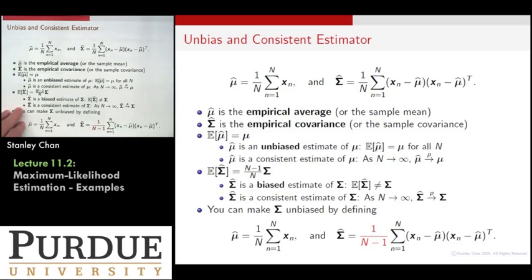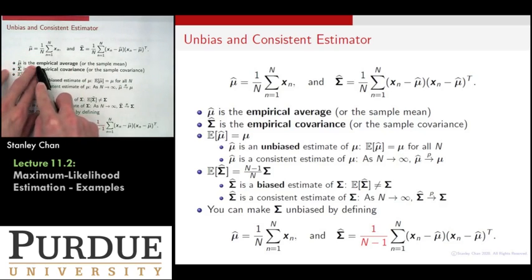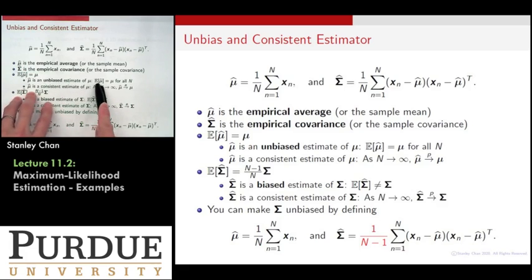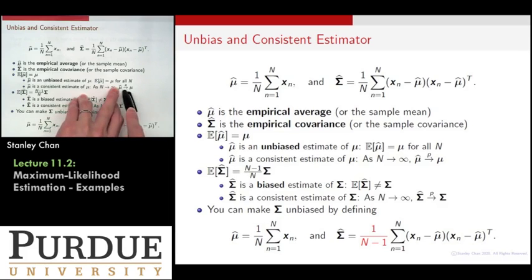Now, biased versus unbiased estimators. These two terms are called the empirical average or sample mean, and the empirical covariance, or sample covariance. The mean is unbiased because you can show that the expectation of mu hat equals mu for all n. And you can also show that mu hat is a consistent estimate of mu, since when n goes to infinity, mu hat will converge to mu in probability.